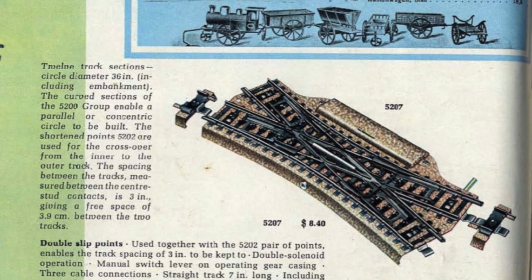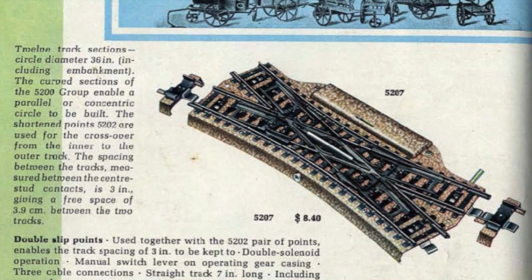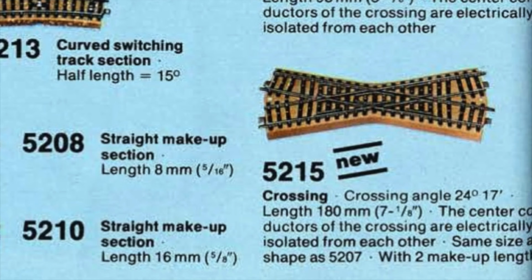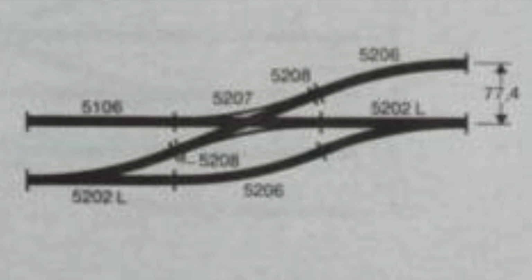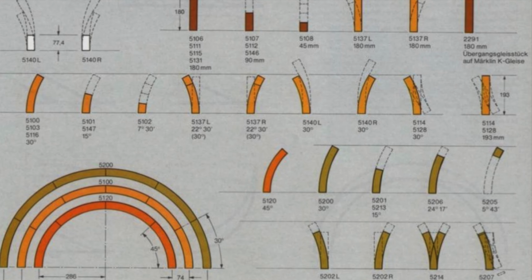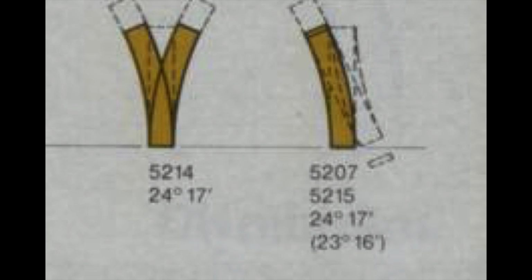First, let's have a look at the geometry so you have a bit of background if you are not familiar with the Märklin M-track system. The 5207 double switch and the later 5215 crossing have been developed to be used in combination with radius 2 turnouts. The 5207 and 5215 fit within the same space and have the same geometry, so I will use the word crossing to refer to them for the rest of the video. This will make the pronunciation easier.